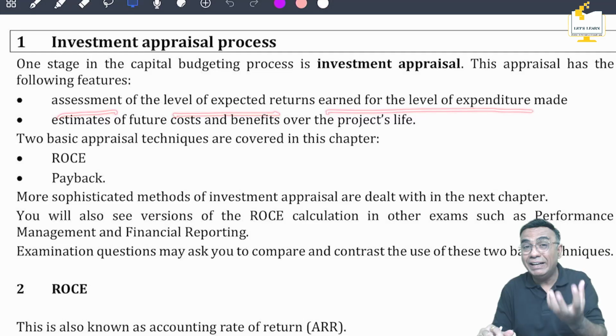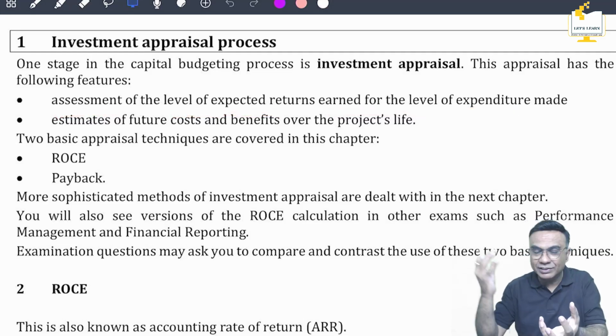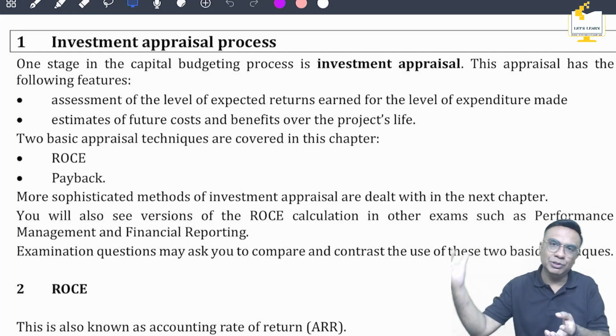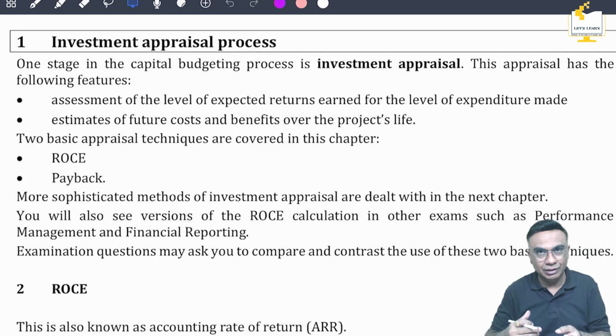How much you are spending. The investment decision we are making: we are going to spend and we are going to get some cash flows. So there are two things, one is outflow, one is inflow. How much you are spending, and how much you are getting in return.